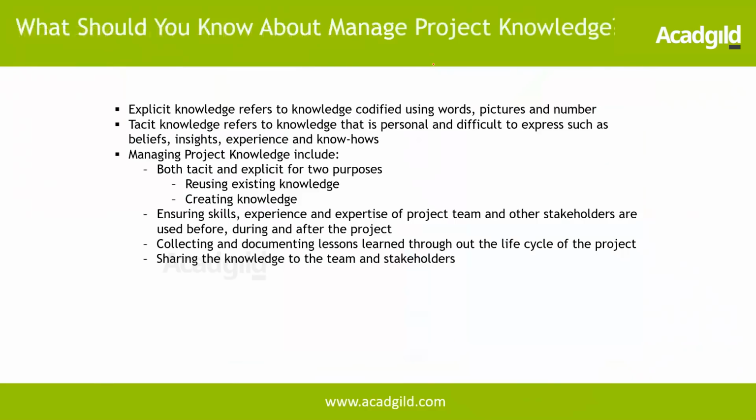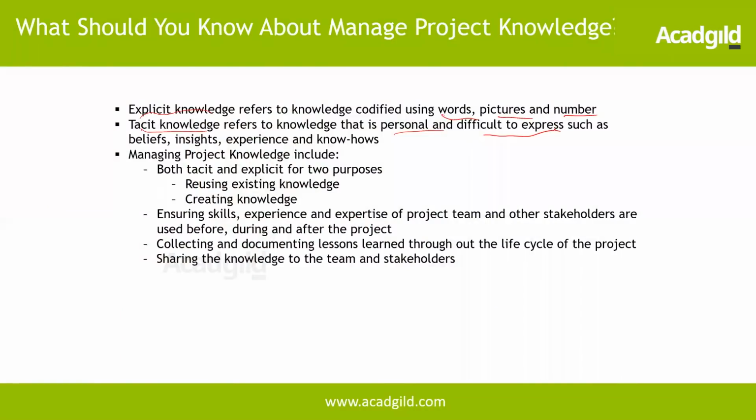So let's look at what this managed project knowledge is all about. We're talking about two things here. One is explicit knowledge and one is tacit knowledge. Explicit knowledge refers to knowledge codified using words, pictures, and numbers. So I can represent my knowledge here. Whereas tacit knowledge refers to knowledge that is personal and difficult to express, such as beliefs, insights. I may have my belief, I may have my experience based on certain things. I may have an experience which is sometimes very difficult for me to express. So that is what we call tacit knowledge.